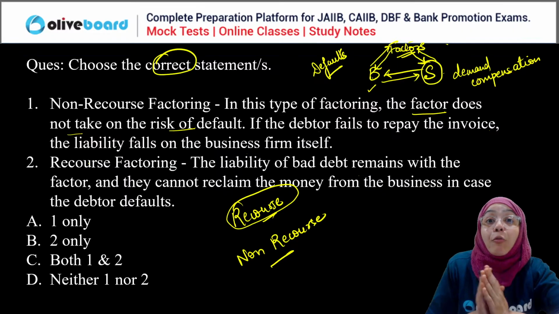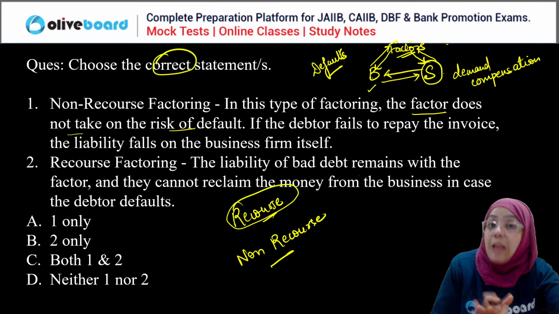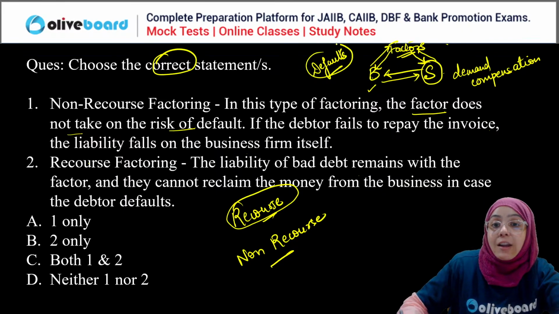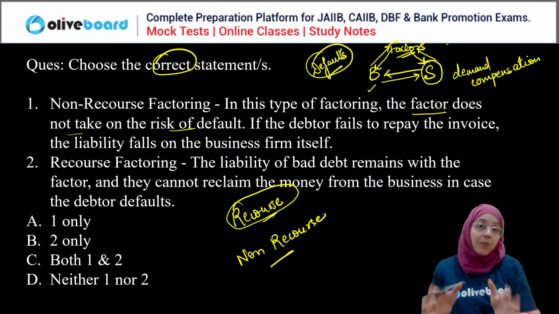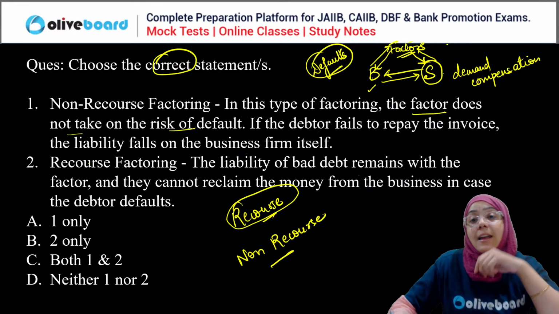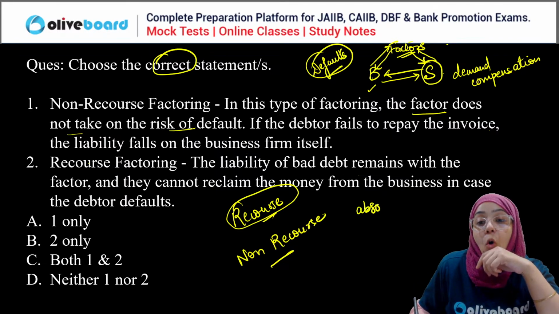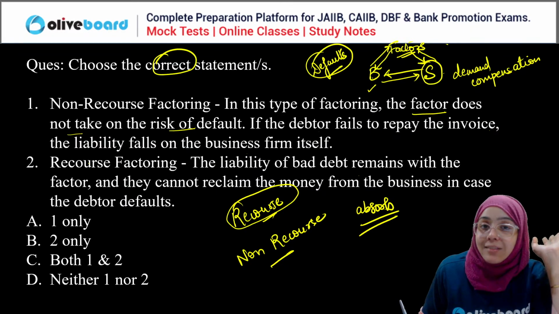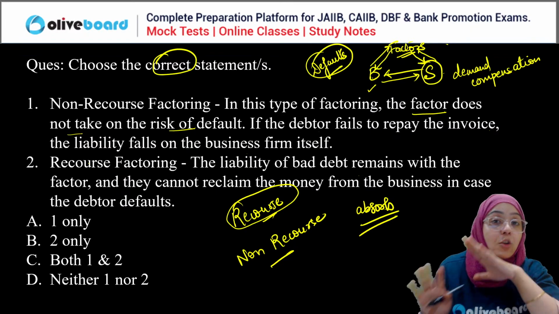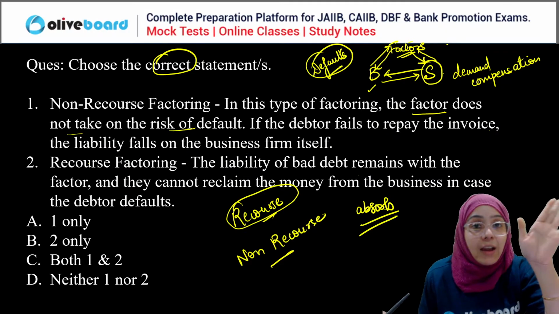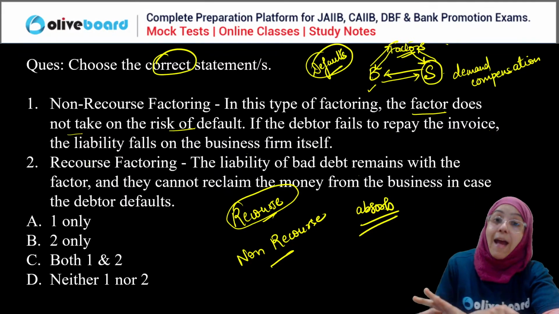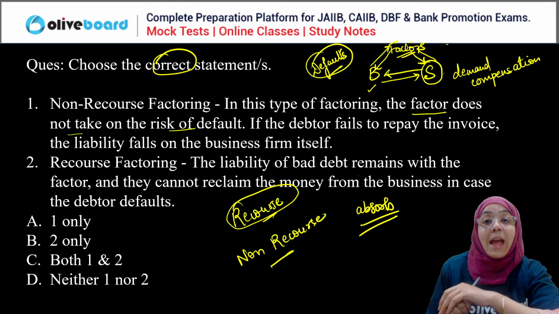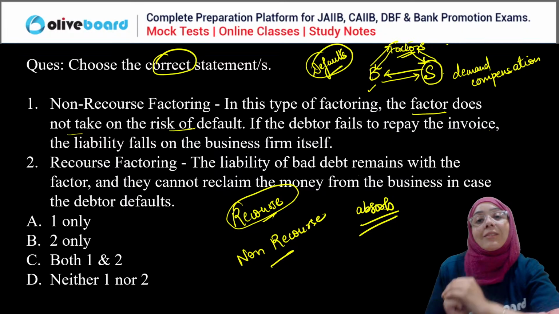It is known as with recourse. And without recourse means if the default happens, if the buyer defaults, the factor has to absorb all the losses by themselves. They cannot demand compensation from the seller. Then it is known as what? Then this is known as non-recourse factoring.